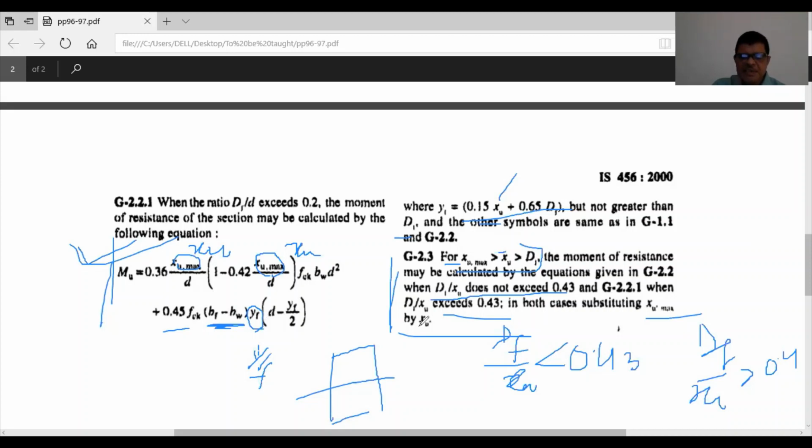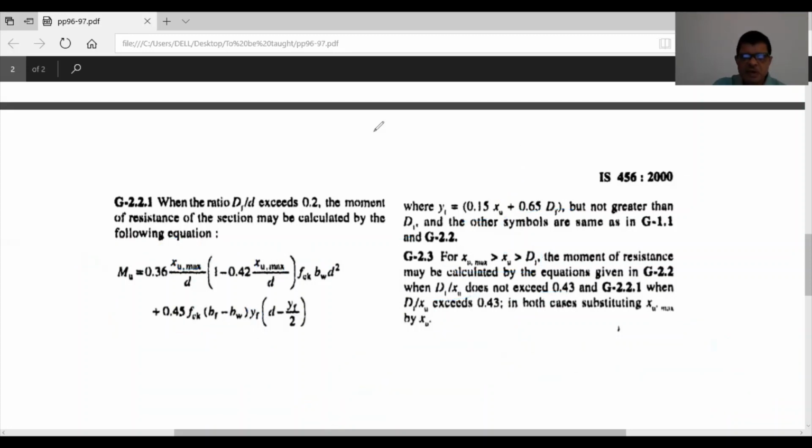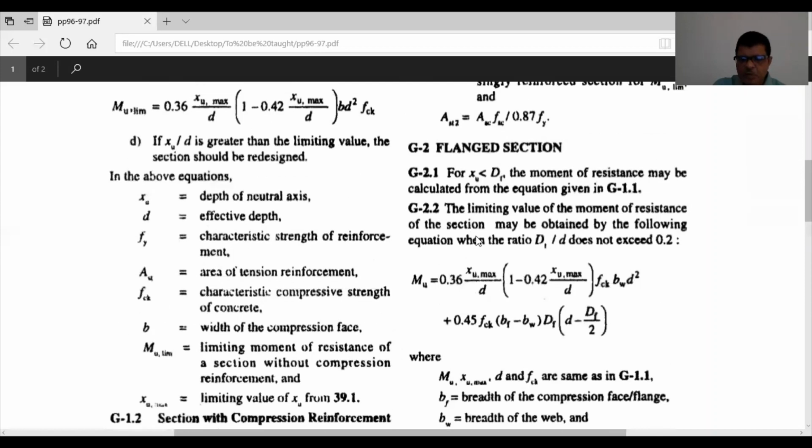moment of resistance. Similarly, the first was the limiting case. This is basically for the under-reinforced sections. So if you go for the under-reinforced sections, for the first case, you have to replace this xu max by xu, and you can calculate this value of Mu. So when Df by xu is less than 0.43 and when Df by xu is greater than 0.43, based on that, you can calculate the moment of resistance of the sections.